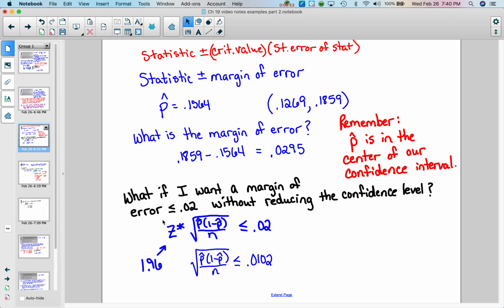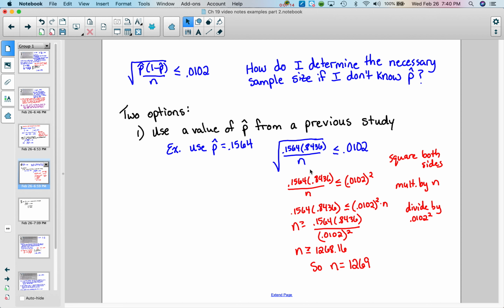So remember, this is the portion that's the margin of error. So the critical value, z star, times the standard error of the statistic. In this case, the z star is 1.96. So the first thing I did, if I want my margin of error to be less than 0.02, I divided both sides by 1.96, and this is what I got. So how do I determine the necessary sample size if I don't know p hat? Now I'm trying to reduce my standard error to this amount. I don't really know p hat and I don't know n, so that puts me in a predicament.